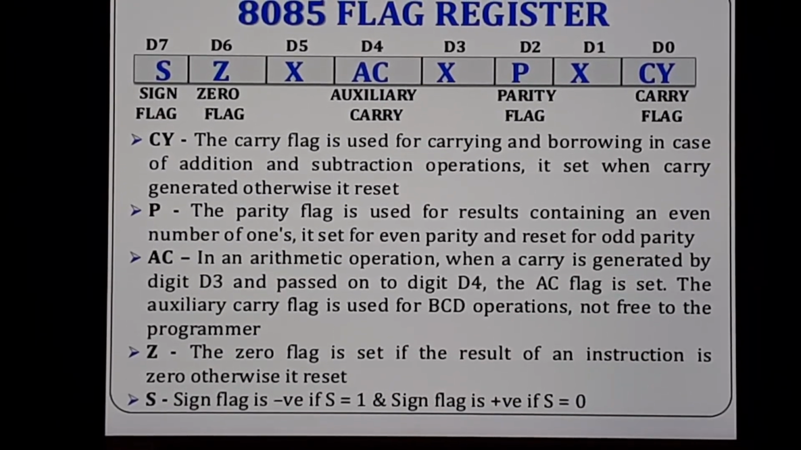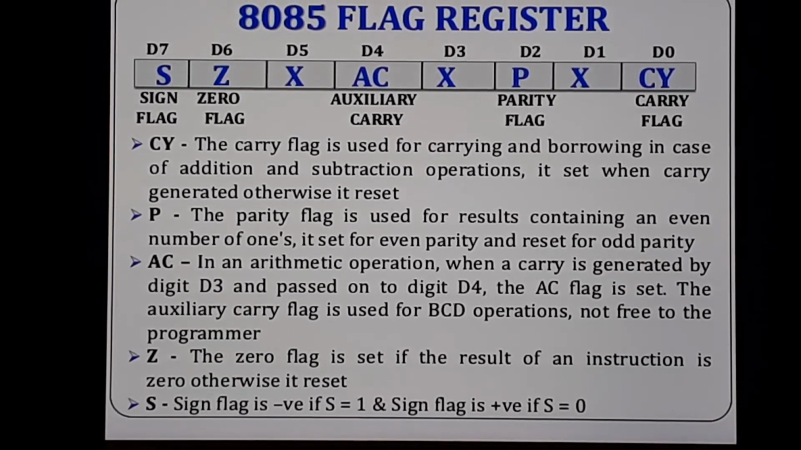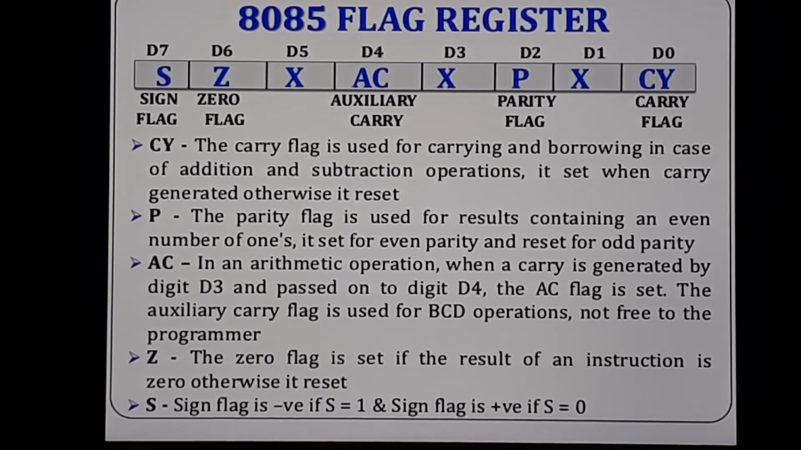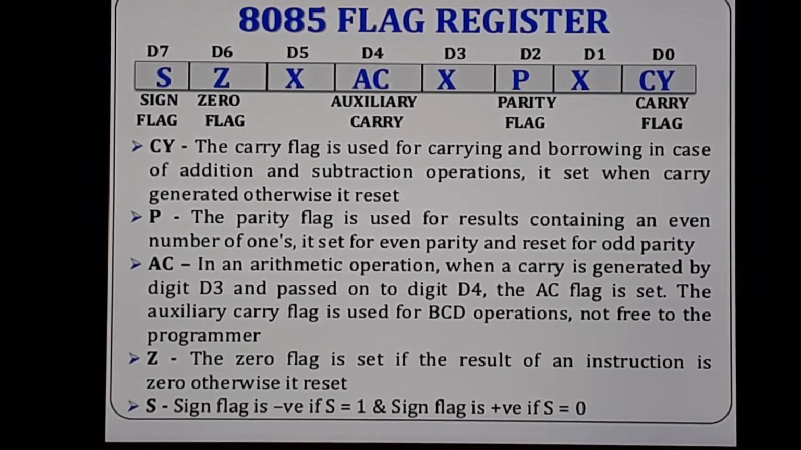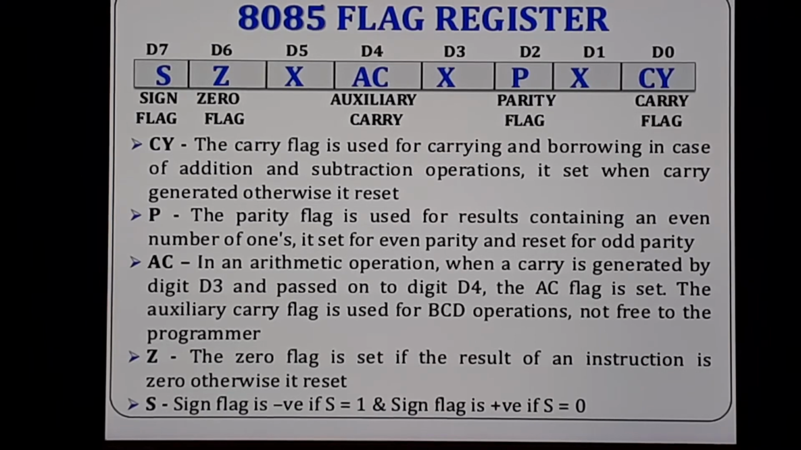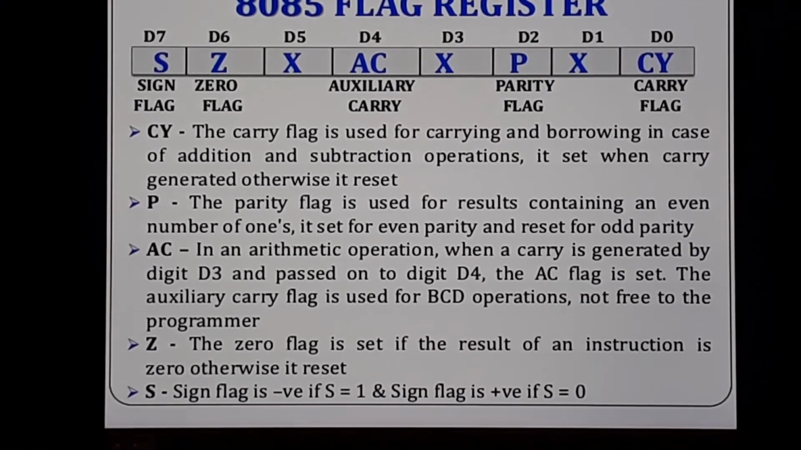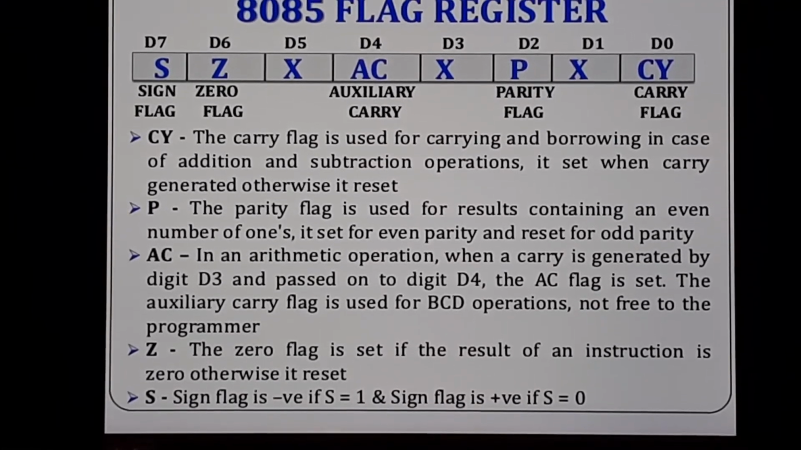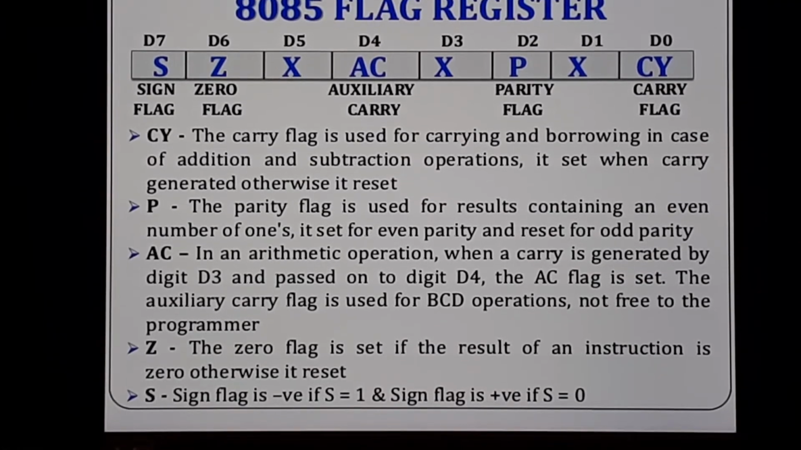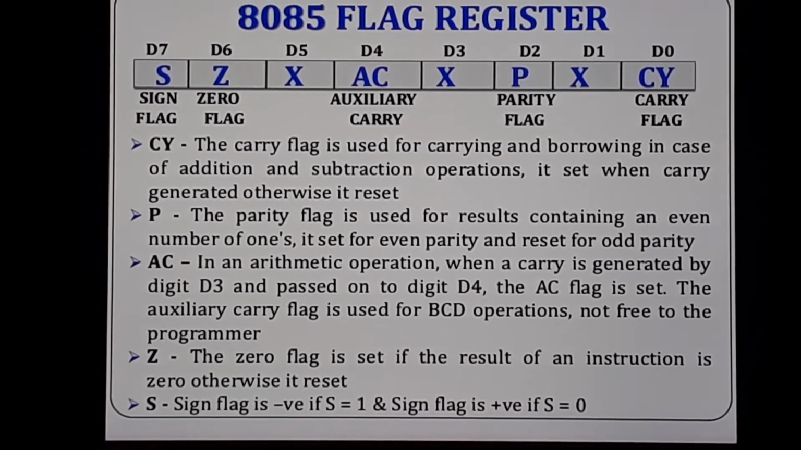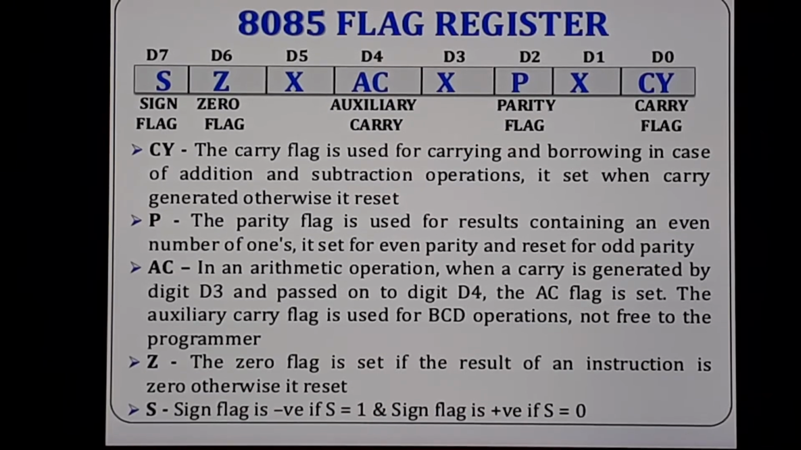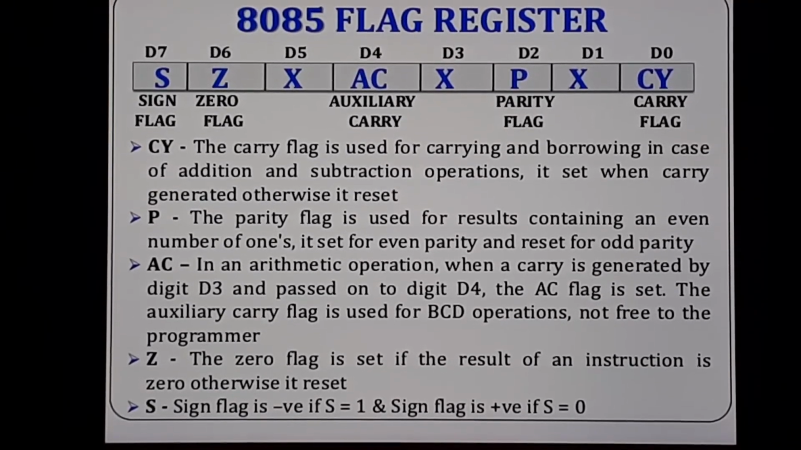CY, that is carry flag. This flag will be set to 1 only if there is a carry generated in the accumulator result. You need to write it down, or if you understand what I am saying, you can write it down in your own words too. So CY flag will be set to 1 only if in your accumulator result there is a carry generated. And when this carry will be generated, in the next video I'll show you the example.